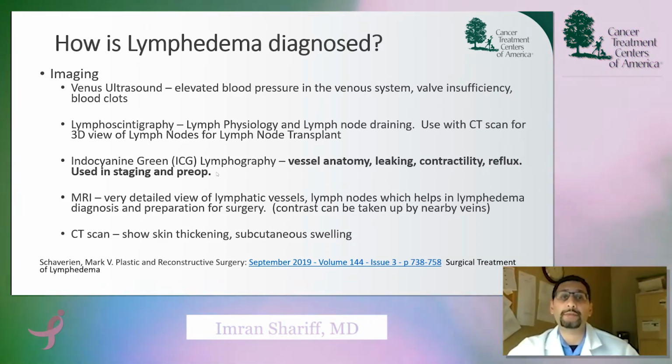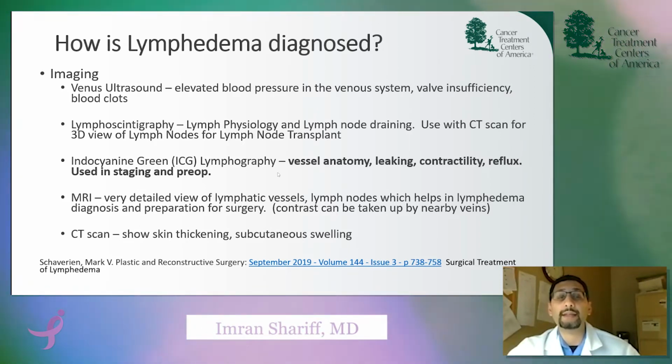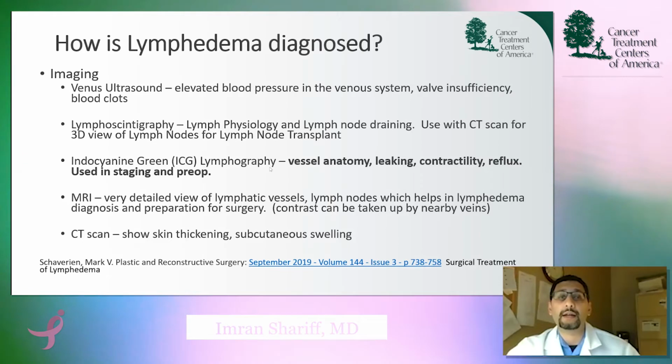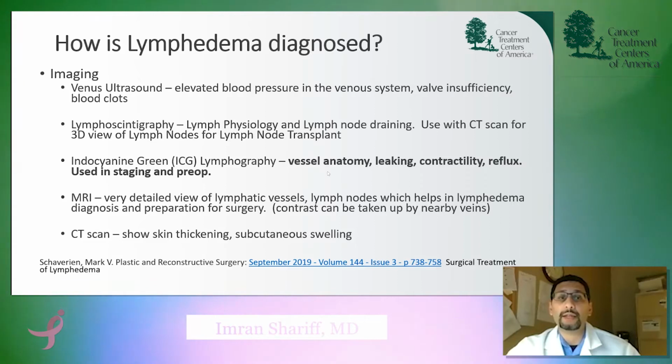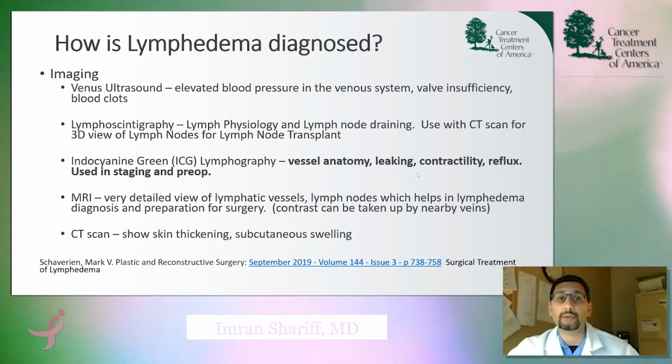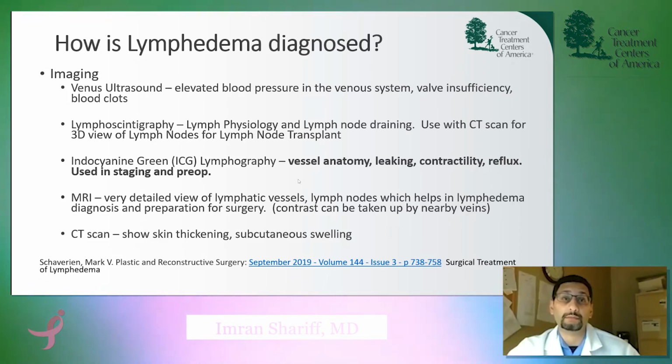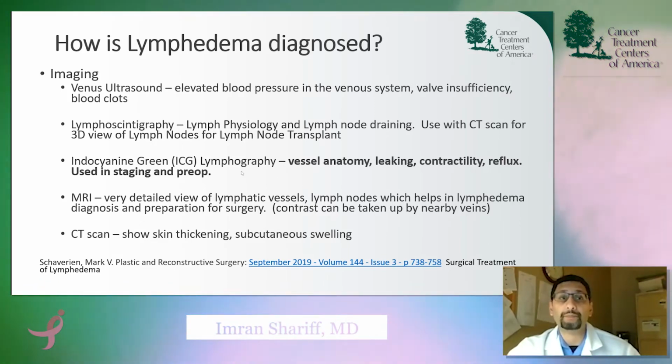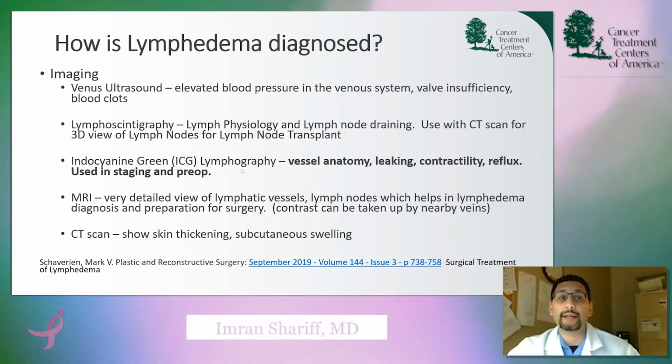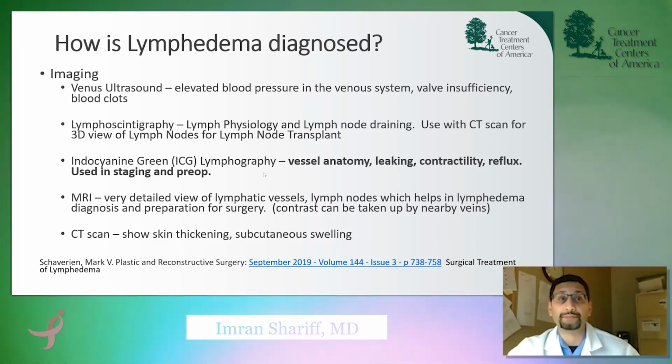Indocyanine green, or ICG lymphography, is a key study using a dye and attaching that to a protein called albumin in your body, and looking at the lymph vessel anatomy. If the lymph vessel is leaking, it looks at the contractility of the lymph vessel and also valve reflux. And it's a key study used in staging and also pre-op for lymph node surgery management. On this upcoming slide, I'll show you how this lymphedema study is used in actually another staging.